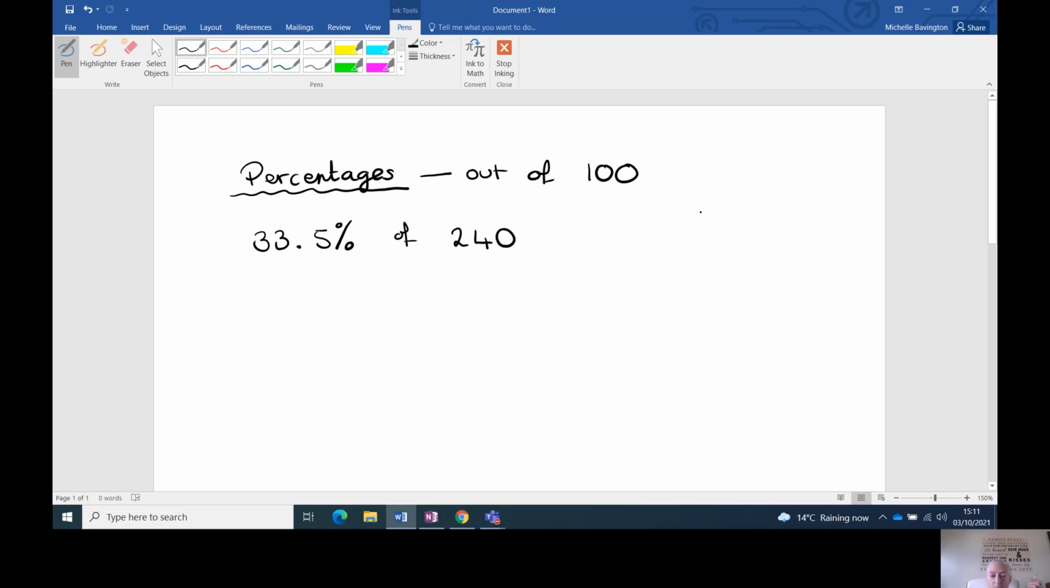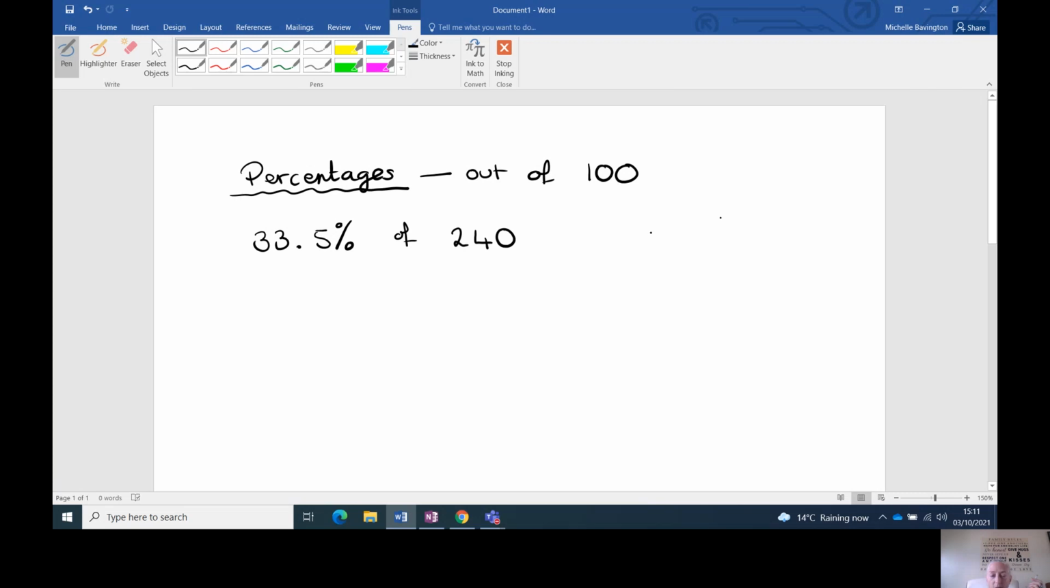Now, on a calculator, we would just put 33.5 divided by 100. Oops, sorry, I wouldn't do it like that. I would go 33.5 divided by 100, then times by 240. Okay, that's in a calculator. But as you know, we don't use a calculator. Not yet. So we need to figure out how to do this without a calculator.